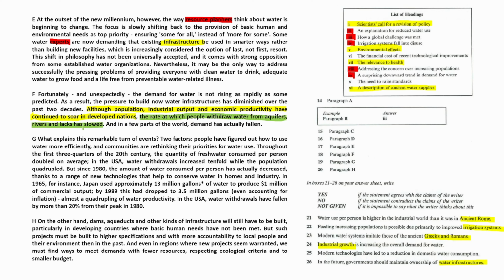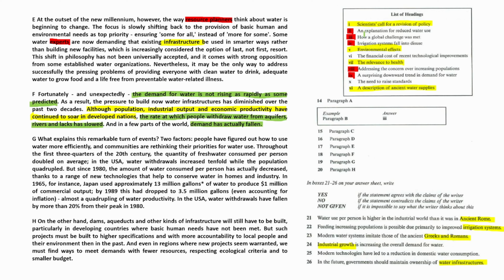And it is still talking about demand of water slowing down, right? And in few parts of the world, demand has actually fallen. See, it clearly says that demand has actually fallen. And it also says here that the demand of water is not rising as rapidly as some predicted, right? So what we need to do is cross out some of these bad options. And here it's not about irrigation system. No, no, no. Okay, this is about option 9, or it can be about option 2.